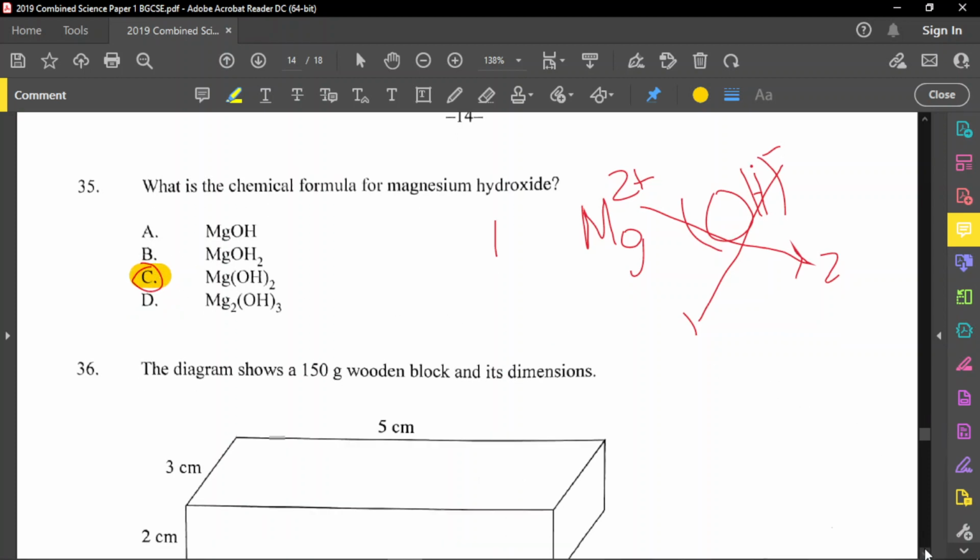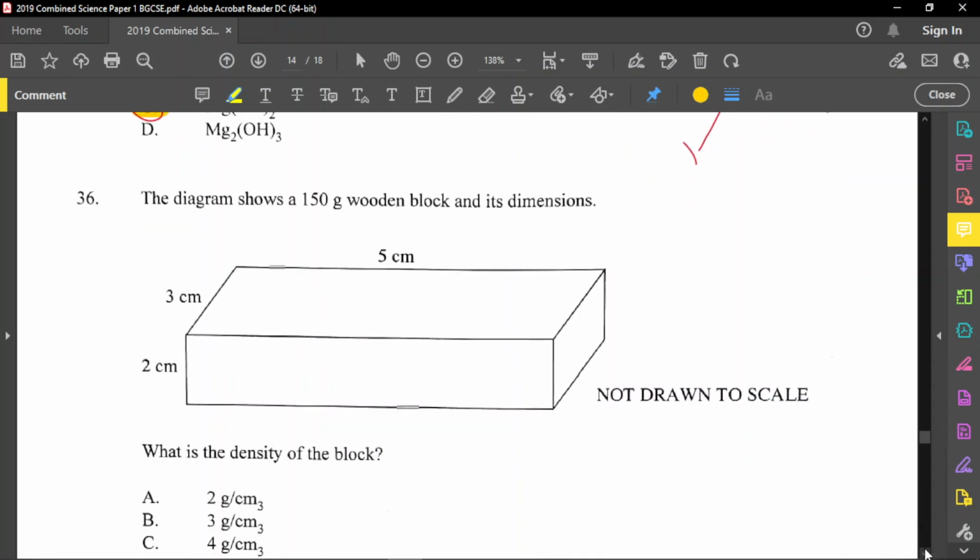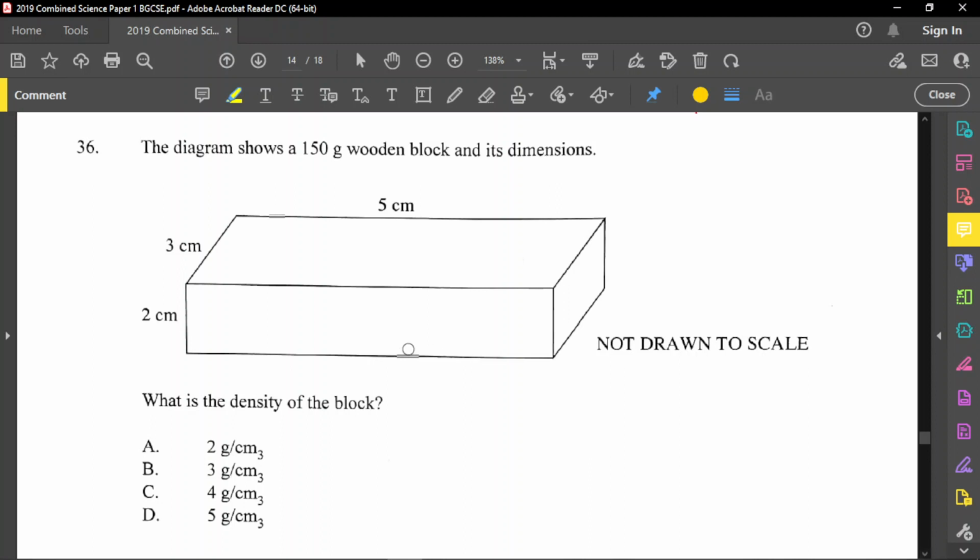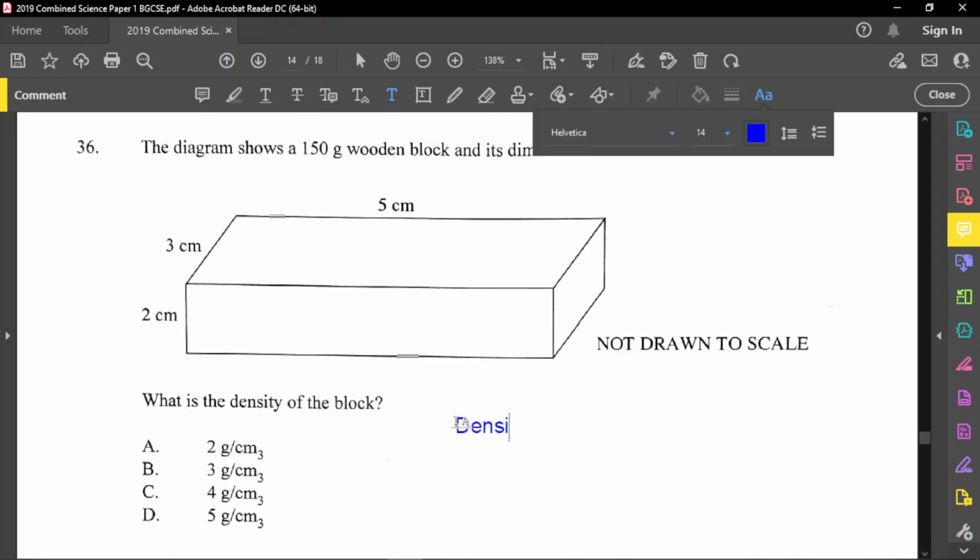36. For 36, it said the diagram shows a 150 gram wooden block and its dimensions. They ask, what is the density of the block? But how do you find density? Density is mass over volume, right? So let's get a quick formula so you know exactly how we're going to do this. Density is equal to mass divided by volume. That's the formula for density.